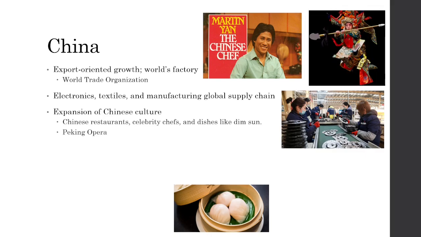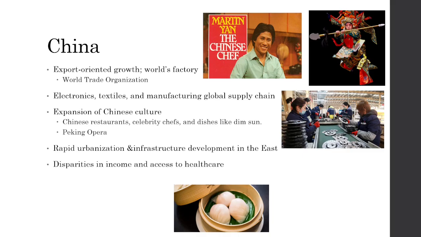There's also been Peking opera. I don't know, it's like a form of dance and entertainment in China as well. There's also been rapid urbanization like in Mexico, as well as infrastructure development. And instead of being in the north, it's in the east, closer to the coast, where they can export goods on ships. But there's also been disparities in income and access to healthcare.